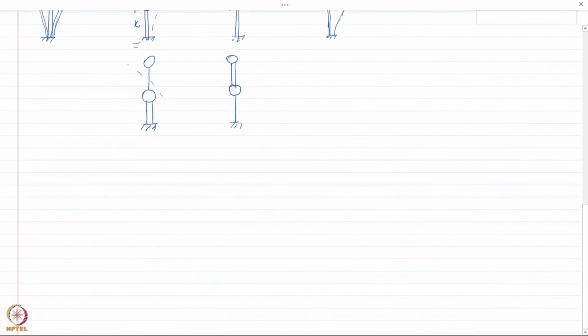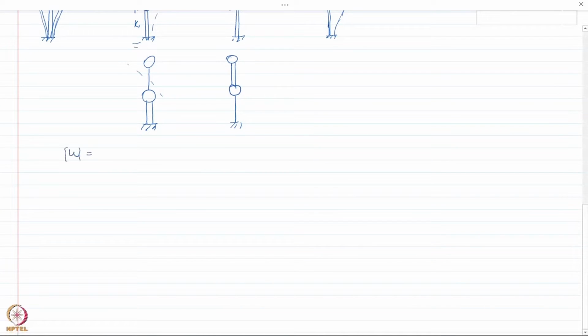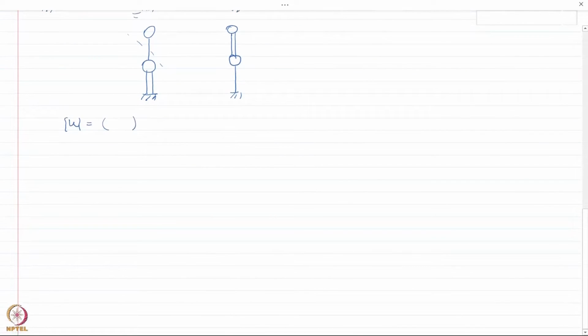So let us say I have the total response as vector u, which can be written as a linear combination of different deflected shapes. Let us say this is phi 1. I'm using phi 1 to represent a deflected shape. This is similar to the shape vector that we had used in previous chapters. So let us say I have a deflected shape which is something like this, linearly increasing with height. If the height is h, then this deflected shape can be written as half and 1, where this is the first degree of freedom and this is the second degree of freedom.